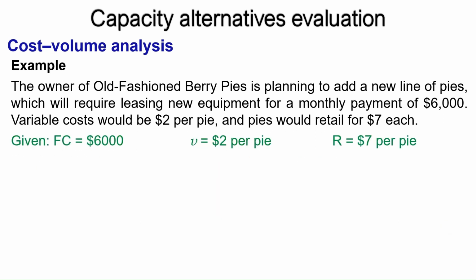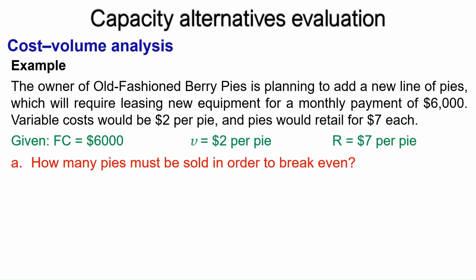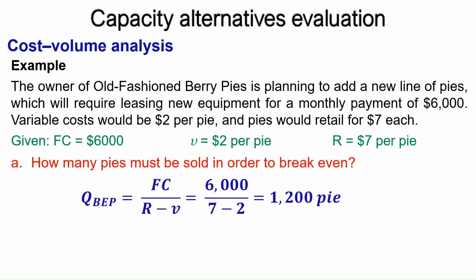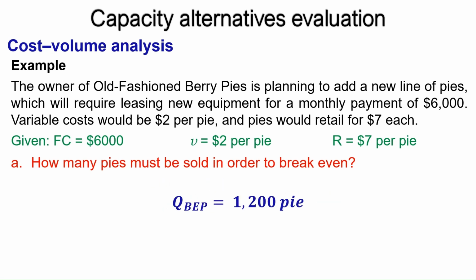The givens are: fixed cost, FC, is $6,000, the unit variable cost, V, equals $2 per pie, and the revenue per unit, R, equals $7 per pie. The first question is to find the break-even point, or QBEP, which can be found by solving this formula. So, QBEP equals 6,000 divided by 7 minus 2 equals 1,200. So, the answer is QBEP equal to 1,200 pies.